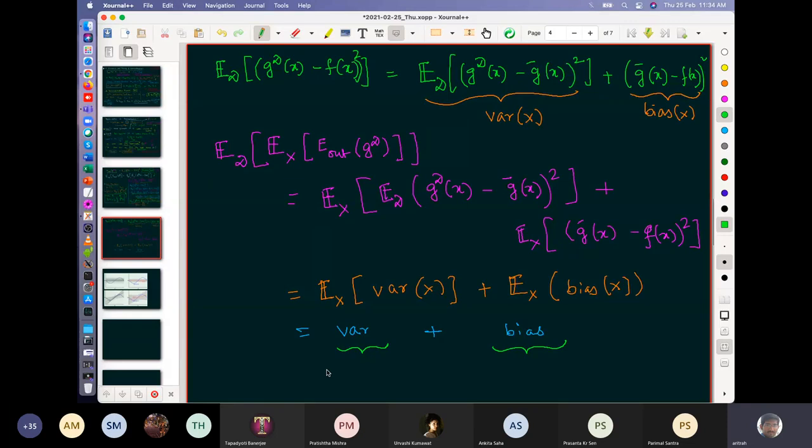Pictorially, suppose this is your f function and this is your hypothesis set H. Your best hypothesis could be here somewhere, and this is the distance from the best hypothesis. I call it the bias. On the other hand, suppose I have a very generic hypothesis set. There are so many points in the hypothesis space I can choose from. My f sits here. This is my f.